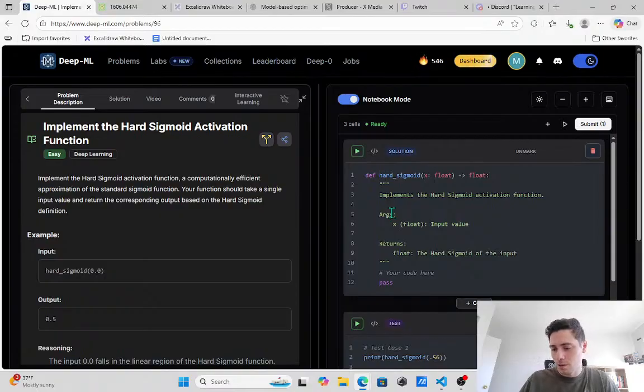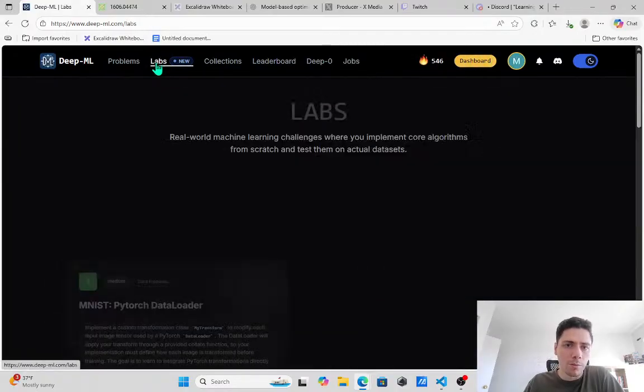Let's see if we have any comments or anyone's thoughts on these things. Okay. Seems like people understand it to an extent. So this is notebook mode. We also have it available for labs.